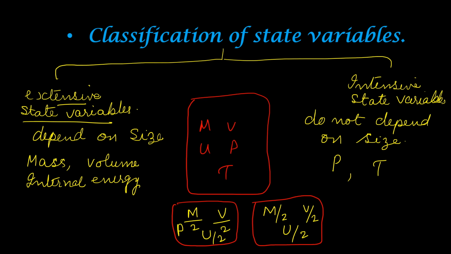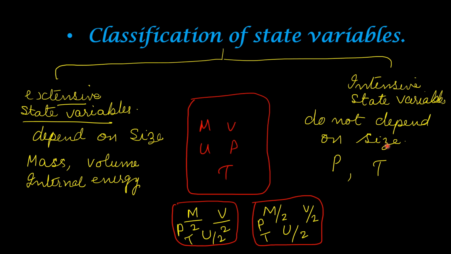But pressure and temperature of the two systems remain the same and also the same as that of the initial system. So from this we understand pressure and temperature are state variables which do not depend upon the size of the system. Why is it that pressure is not changing? The reason is pressure by definition is force per unit area. So it does not depend upon size.